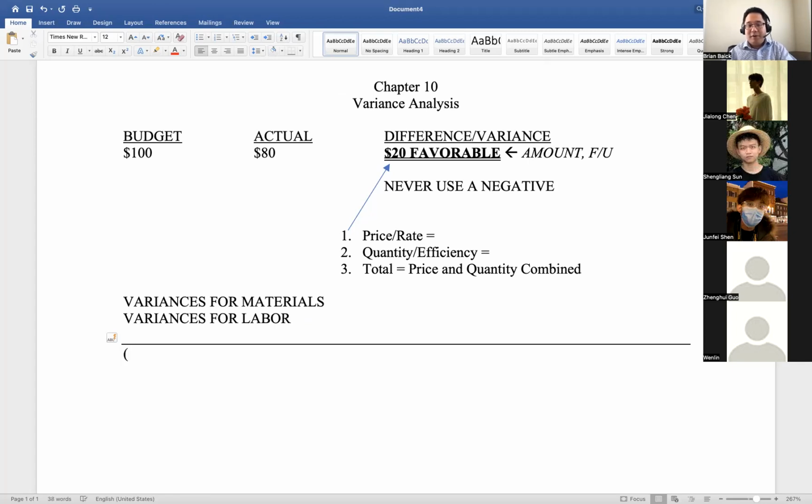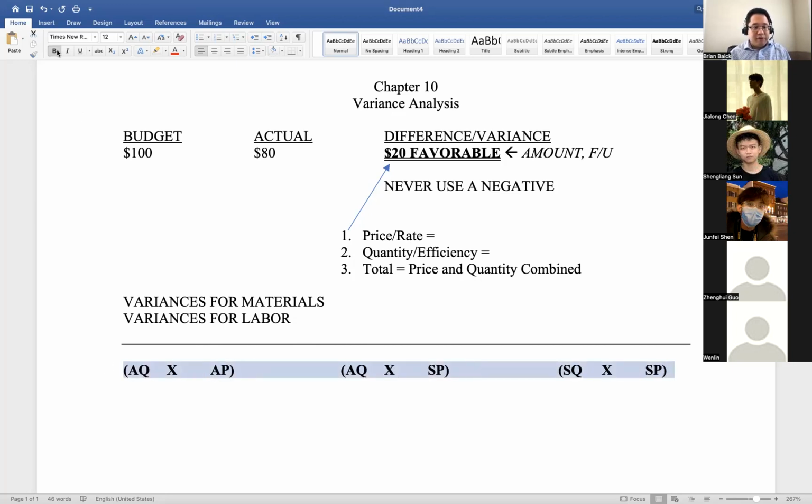There's one formula that you need in this chapter, and that formula is AQ times AP, AQ times SP, and then SQ times SP. This is the one formula that you need for the chapter. This formula is going to work for every problem that you're going to need to know in this chapter.